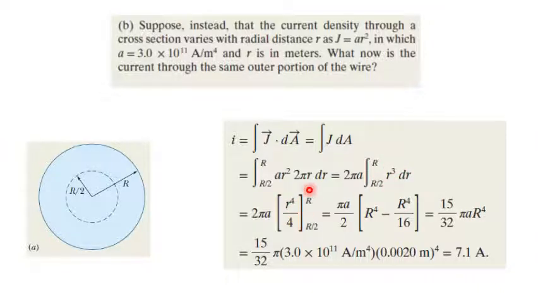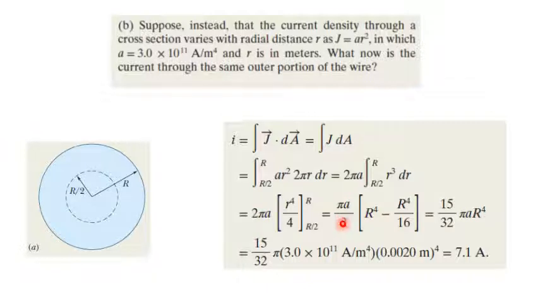And the limit of integration is from R over 2 to R. So by doing the integration and substituting for the limits of the integration, we can obtain the current as 2 pi A over 4, so it would be pi A over 2 multiplied by R to the power 4 minus R to the power 4 over 16, which is R over 2 to the power 4, this R to the power 4 over 16. And this 4 has been taken with these two.